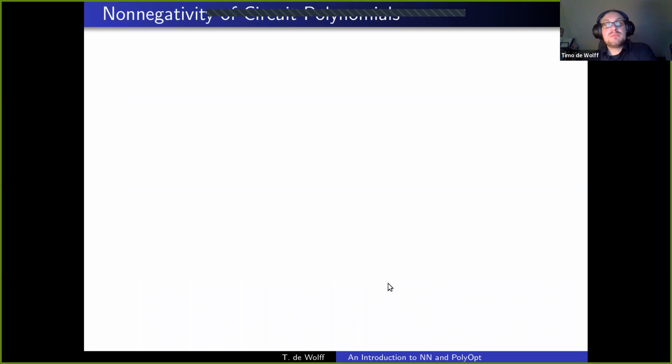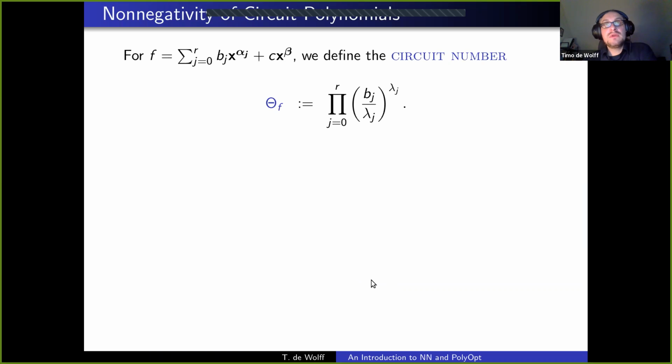Why would we investigate these polynomials? We do that because it is very easy, in contrast to the general case, to decide non-negativity of a circuit polynomial. I claim all that you need to decide non-negativity of a circuit polynomial is this number. It's called the circuit number. First observe that this number can be very easily computed. Why is that? Well, first of all, what does it involve? It involves the coefficients of the polynomial, well, all but one coefficient, all but the coefficient of the interior term.